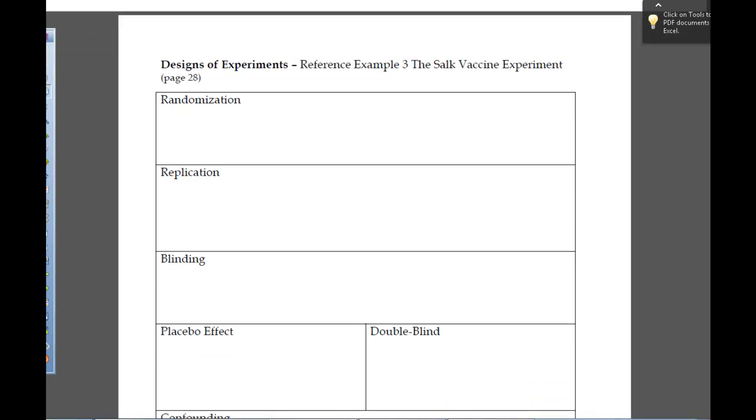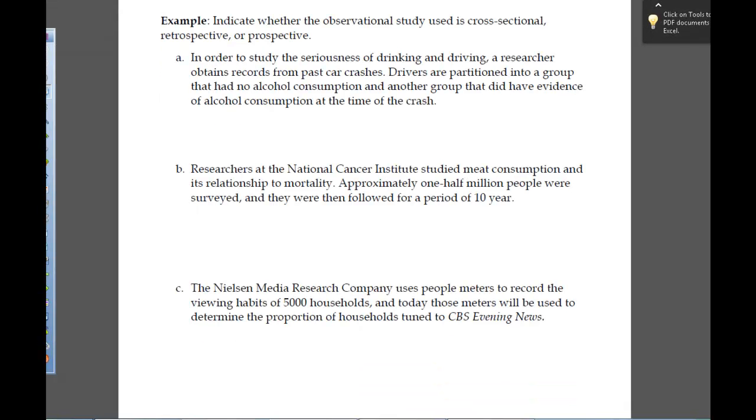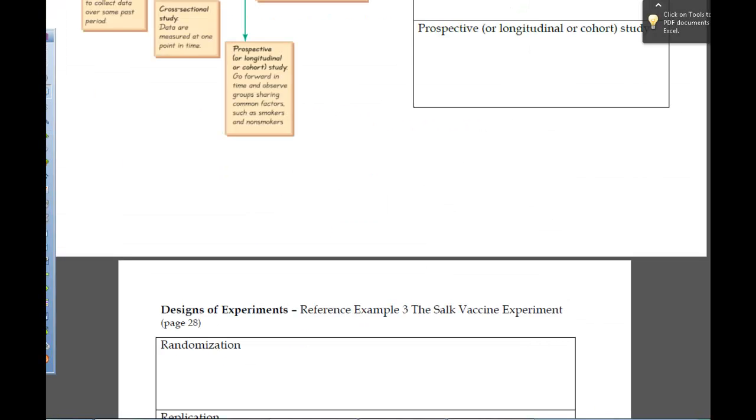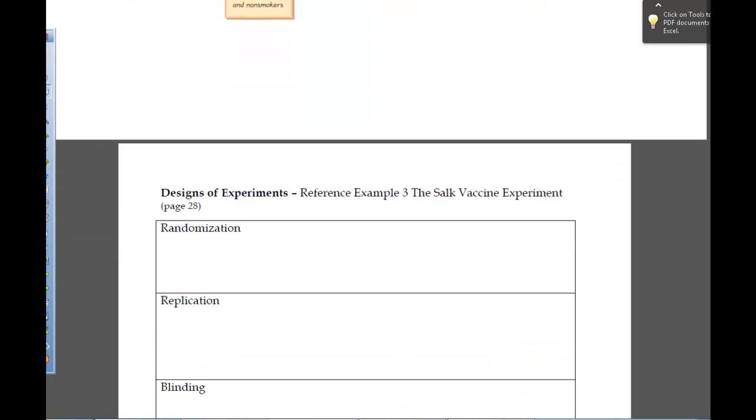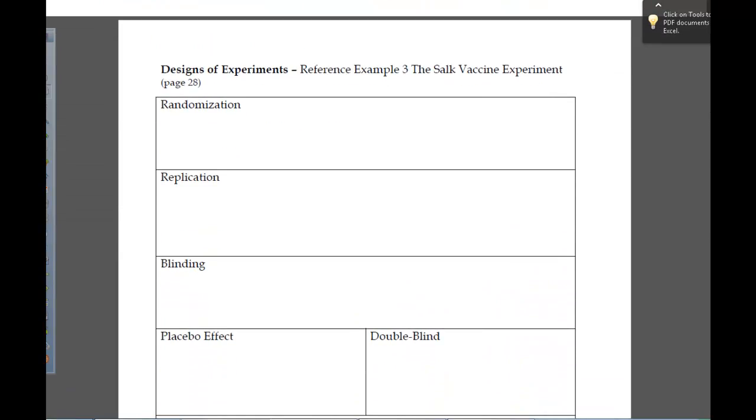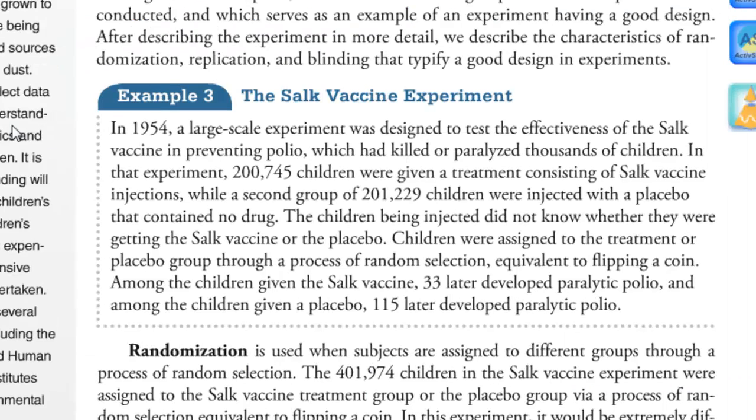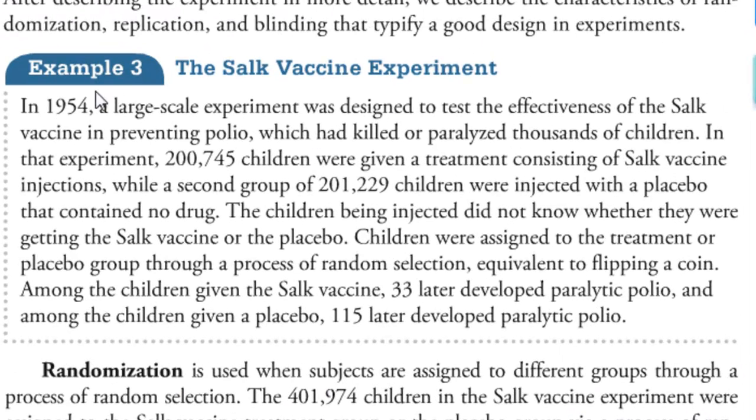All right, now we got some information about experiments. And they had a very interesting study on page 28 in the textbook. I didn't write it here, but just as we think about these things, let's take a look at that. It says in 1954, a large-scale experiment was designed to test the effectiveness of the Salk vaccine in preventing polio, which had killed or paralyzed thousands of children.